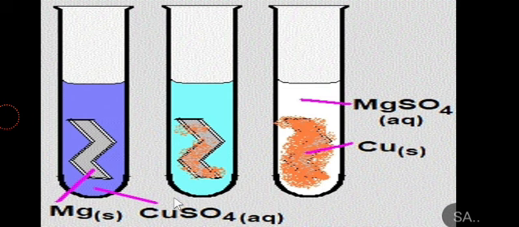Now you can see it here. This is magnesium, and when you put it in copper sulfate solution, then the chemical reaction starts. This is the displacement reaction happening, and the copper will actually be separated and settle down at the bottom, while magnesium will take its place and form magnesium sulfate.